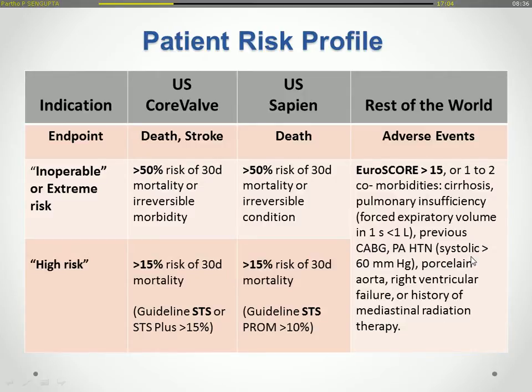But there is also the presence of certain specific situations where a patient may be considered extreme risk or inoperable. For example, if the patient has cirrhosis, really poor lung function, previous CABG, particularly if the LIMA is crossing the midline and a surgical incision would not be possible. If there is pulmonary hypertension, porcelain aorta, severe right ventricular dysfunction, or history of previous mediastinal radiation therapy. So these particular individual scenarios are not captured in the risk calculators and can be used individually in a given case as a criteria for selection for TAVR.